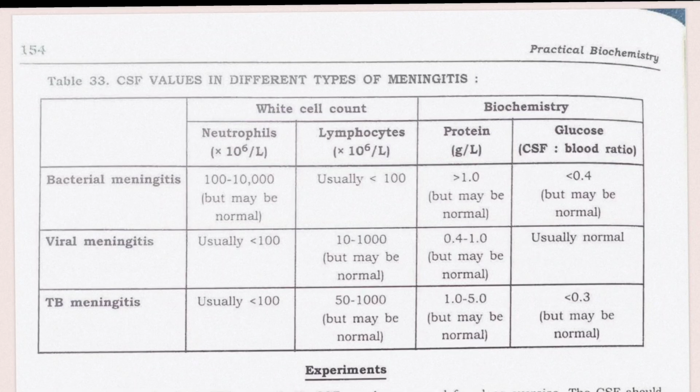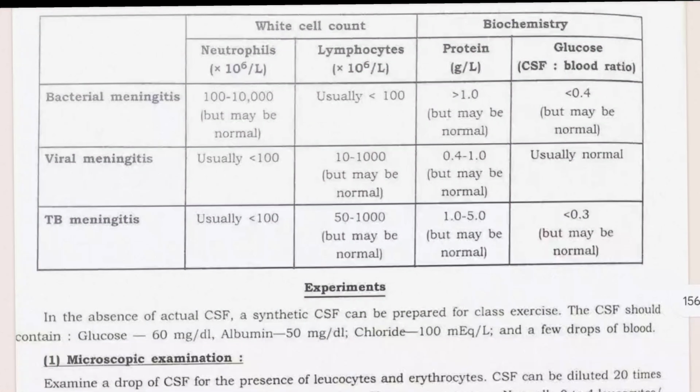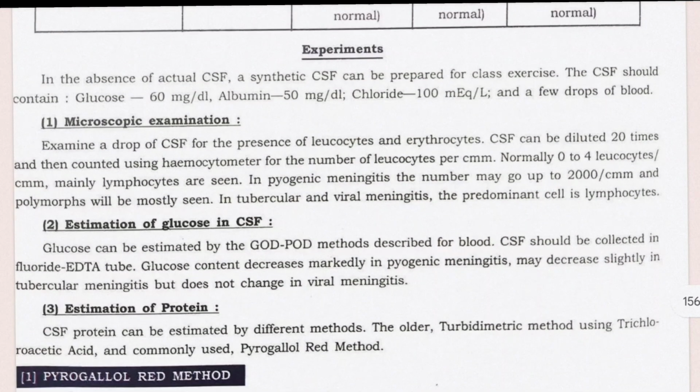Experiments. In the absence of actual CSF, a synthetic CSF can be prepared for class exercise. For class exercise, the CSF should contain glucose 60 mg per deciliter, albumin 50 mg per deciliter, chloride 100 mg per liter, and a few drops of blood.